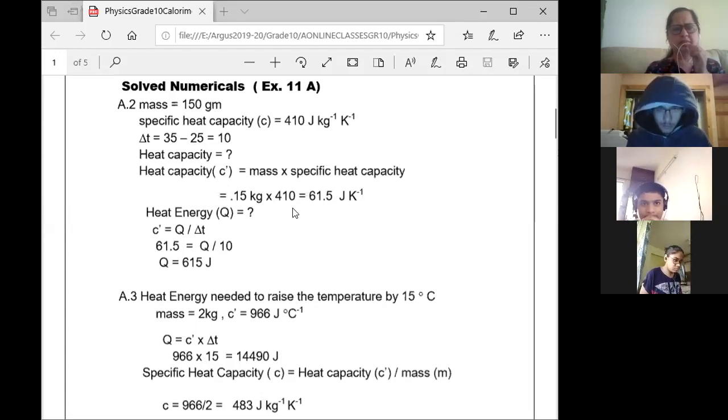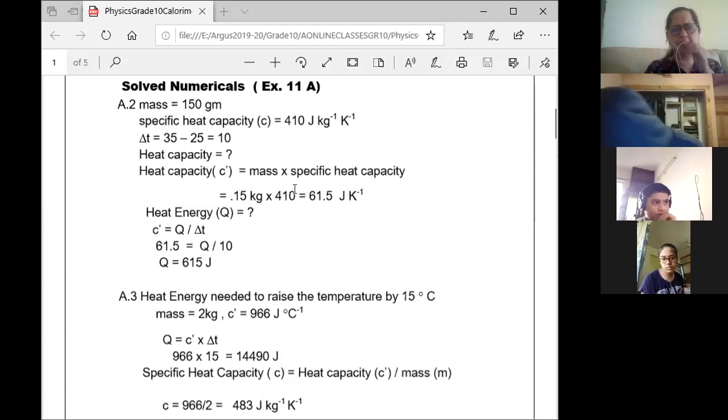So you get 61.5. Children, in this chapter, you will be very much confused with the units. Please remember, heat capacity is joule per Kelvin, because it is only Q upon delta T. The formula for heat capacity is Q upon delta T. So Q is heat energy in joule and delta T is temperature in Kelvin. So I get the answer 61.5 joule per Kelvin.